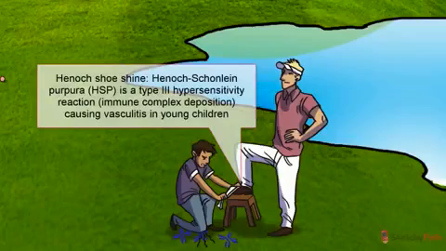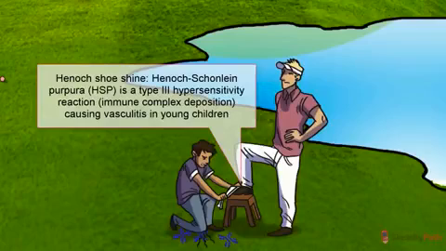He's new. Henoch-Schönlein purpura, or HSP, is a type 3 hypersensitivity-mediated vasculitis most commonly seen in young children, with peak incidence around ages 6 to 7.